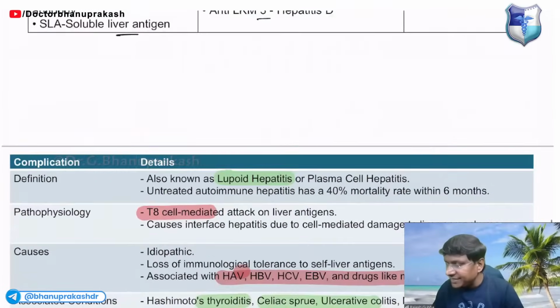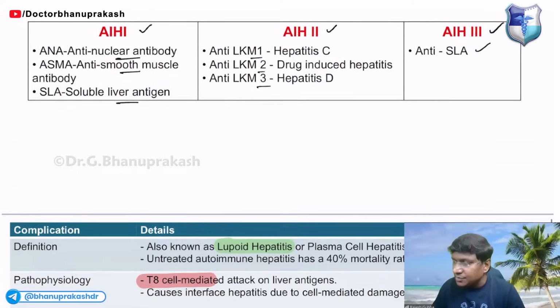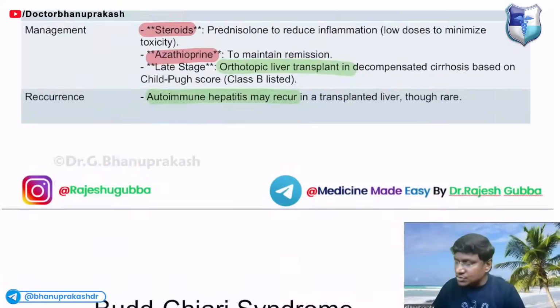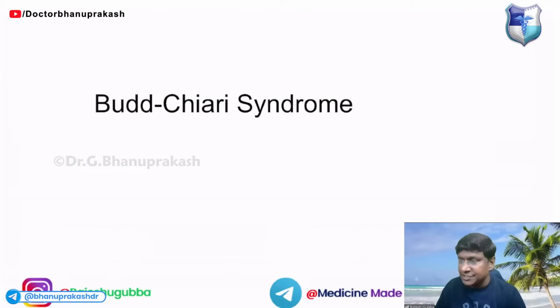So what is very, very important in autoimmune hepatitis that you need to remember? This table is very important, right? Which antibodies are present in autoimmune hepatitis type 1, type 2, and type 3. And you will have anti-LKM1, anti-LKM2, anti-LKM3, right? Now, we'll move on to the next topic in the liver, that is Budd-Chiari syndrome.